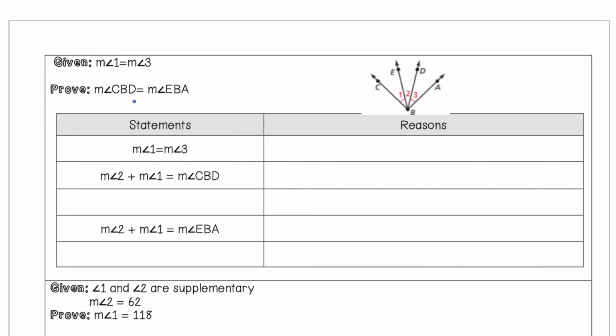And it looks like even in our proof statement, we're still proving measures of angles being equal. So we're using the equal sign, not the congruent sign this time. So my statement is given when I say that the measure of angle 1 is equal to the measure of angle 3. And then I'm making a claim that the measure of angle 2 plus the measure of angle 1 is equal to the measure of angle CBD. So that's angle 1 and angle 2, and adding them together is making this angle. Well, I can just say that that is because of the angle addition postulate.